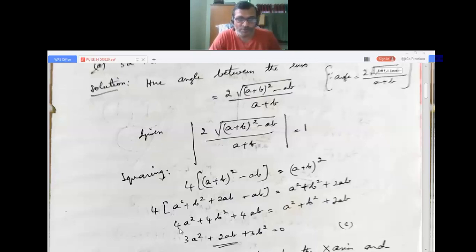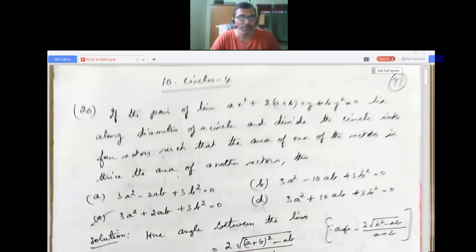So 4a squared plus 4b squared, 2ab minus ab is ab, plus 4ab, a squared plus b squared plus 2ab. So this will be 3a squared plus 2ab plus 3b squared equals 0. That is option C. So once again I will explain this question.